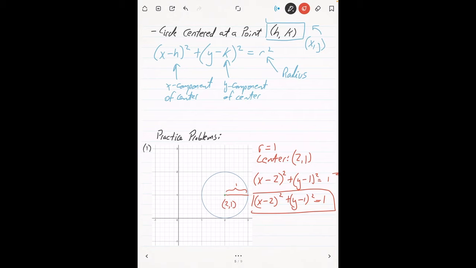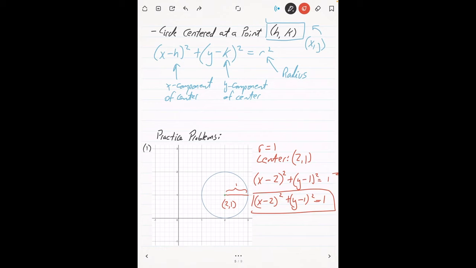Notice a couple things here. Notice that I have x minus 2 and y minus 1, even though we had positive 2 and positive 1 here. The equation says subtract the x value, or the x component, subtract the y component. That's why these are negative, okay? I'm literally copying this exact format right here, okay? I'm plugging in, so x minus, and I plug in what the x component is. Y minus, and I plug in what the y component is, okay?